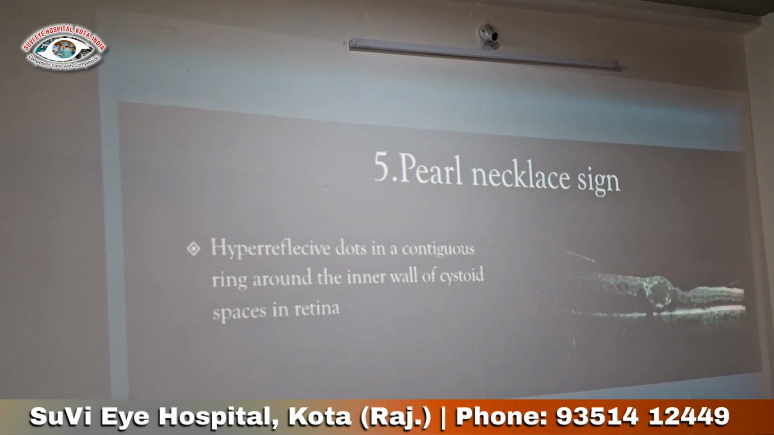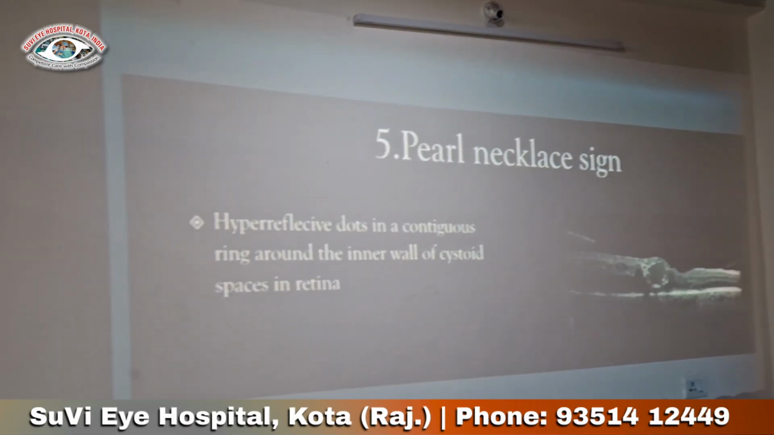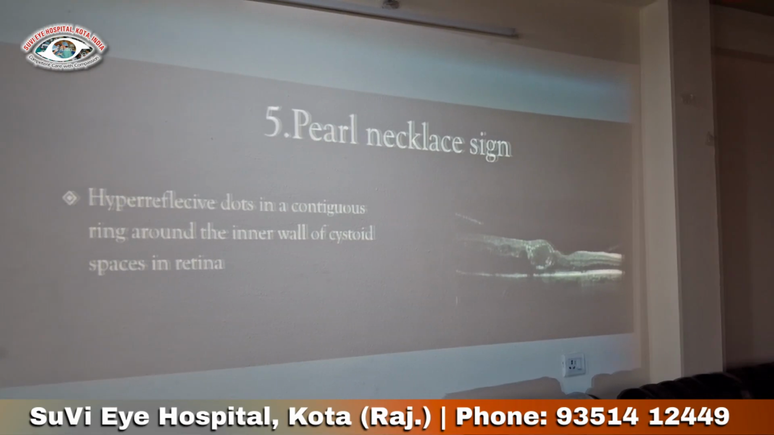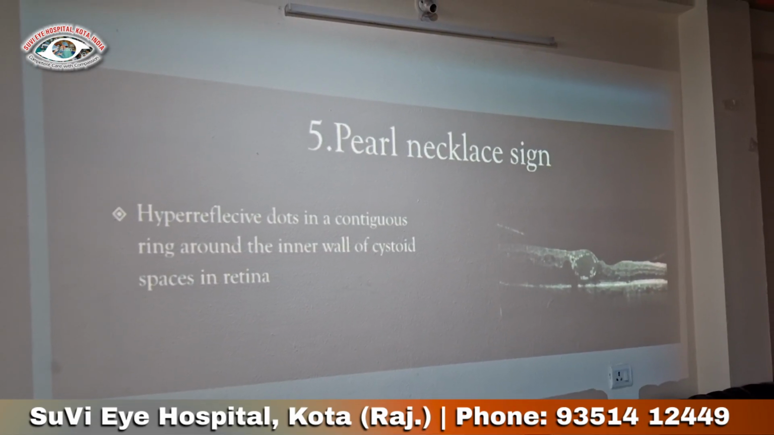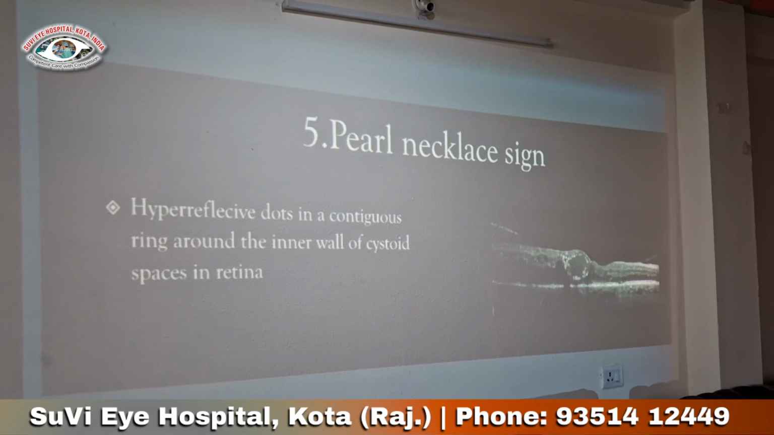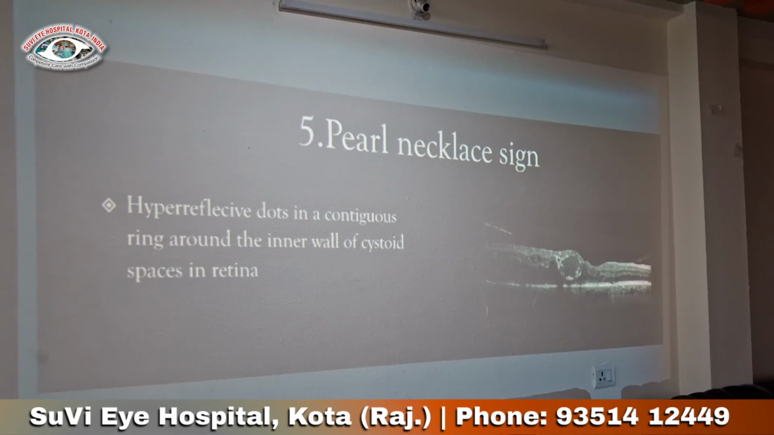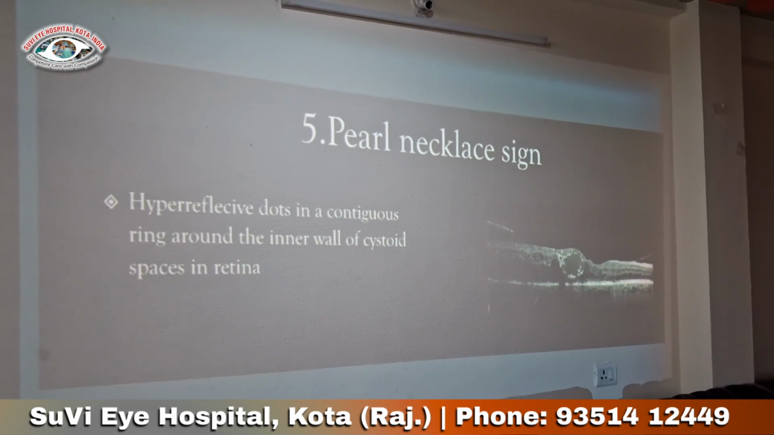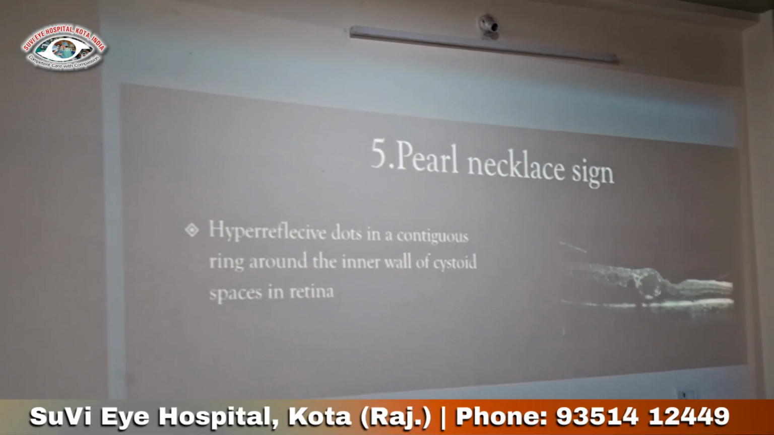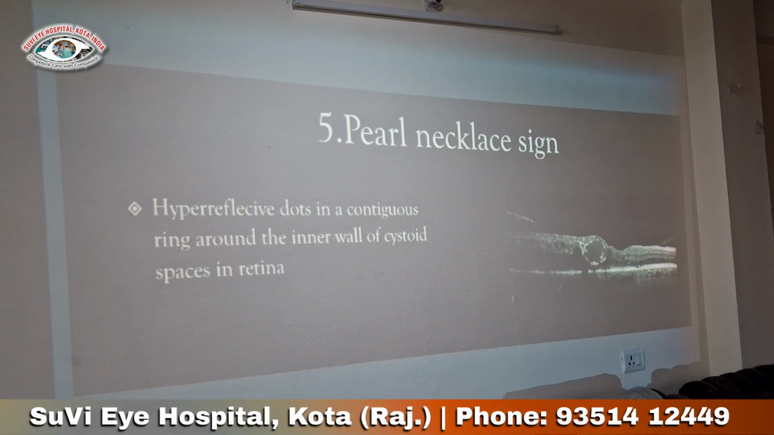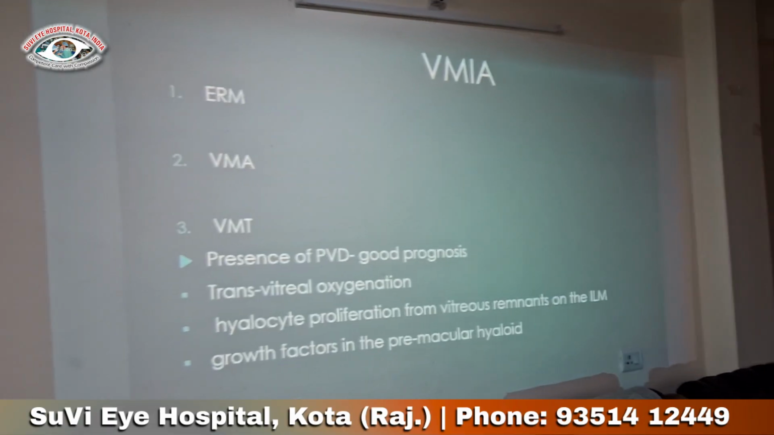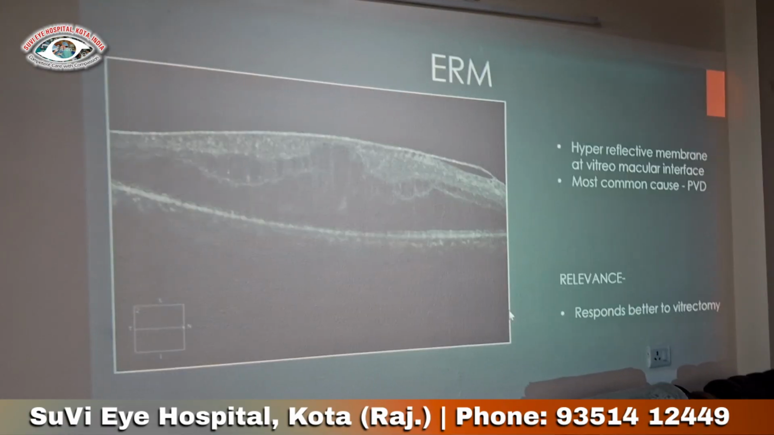So when this type of cyst forms, it indicates chronicity. It responds more towards steroids. So it is a kind of chronic exudative maculopathy. It indicates chronicity. This is also an important biomarker which has been given the name of pearl necklace sign. So vitreomacular abnormalities we have known.